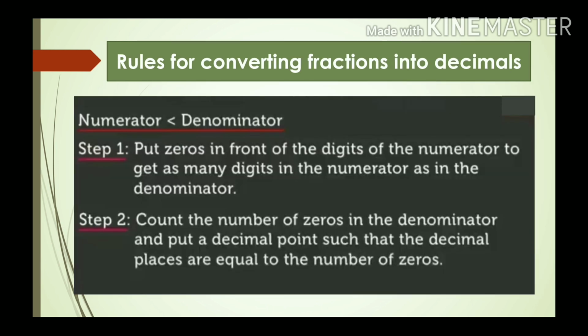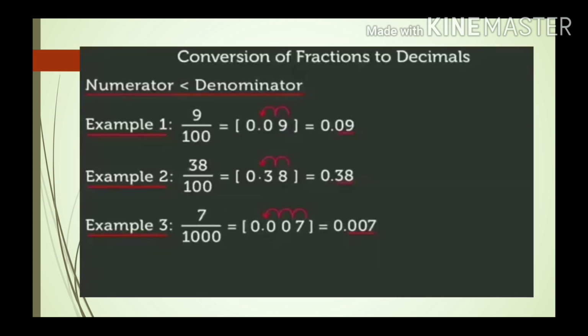Now, rules for converting a fraction into a decimal. So first, when the numerator is less than the denominator, we have to follow these steps. Step 1, put zeros in front of the digits of the numerator to get as many digits in the numerator as in the denominator. Step 2, count the number of zeros in the denominator and put a decimal point such that the decimal places are equal to the number of zeros. Let's see with some examples.